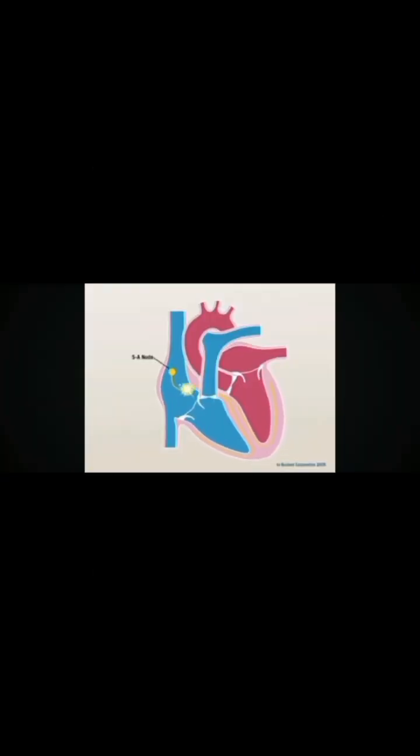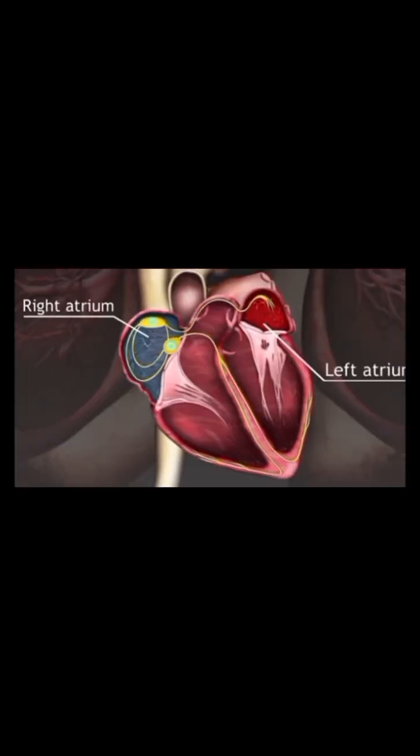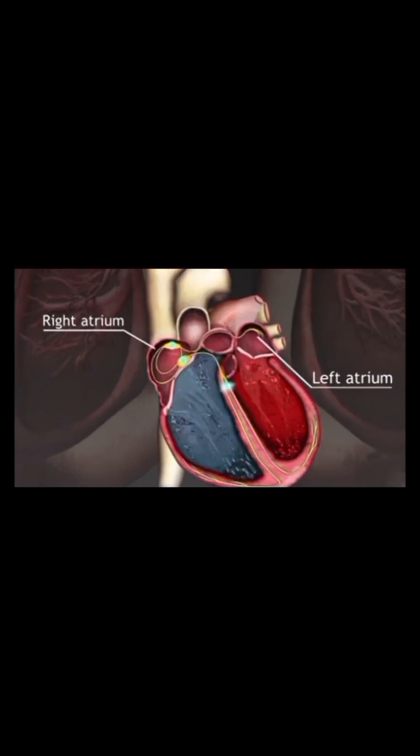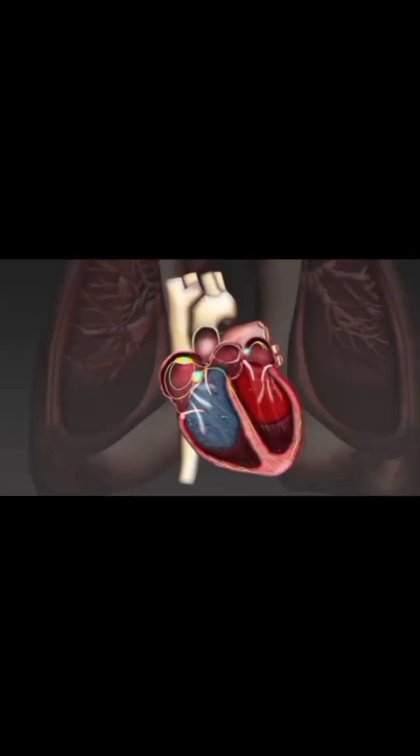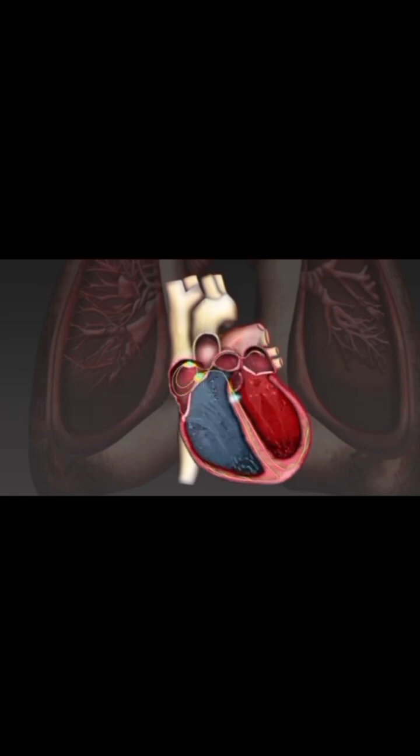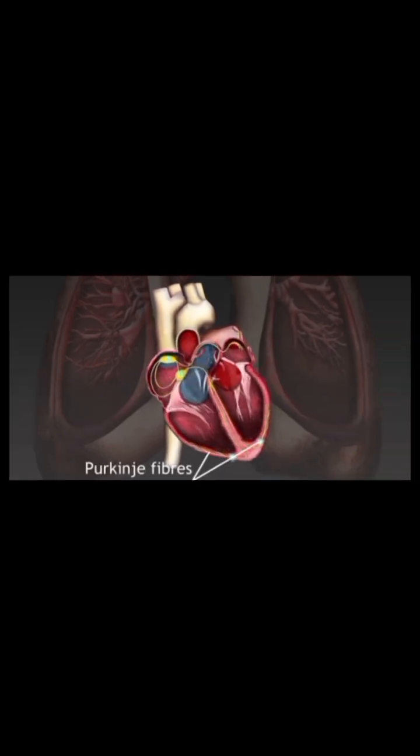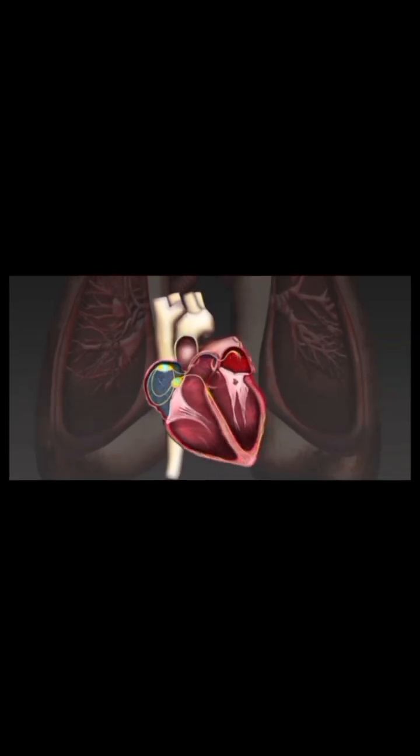Impulse transmission of the heart. The heart rhythm is controlled by an electric conduction system. The sinoatrial node, located in the right atrium, acts as the natural pacemaker, initiating electrical impulses. These impulses cause the atria to contract, pushing blood into the ventricles. The impulses then travel to the atrioventricular node, which delays the signal slightly before passing it to the ventricles. The signal moves through bundles of tissue called Purkinje fibers, causing the ventricles to contract and pump blood out of the heart.